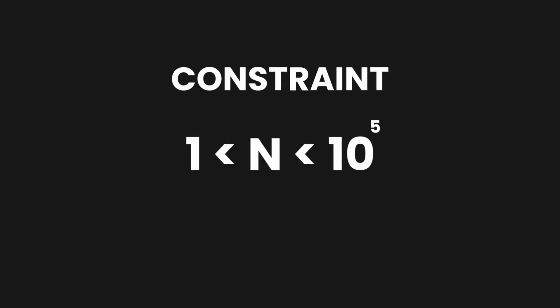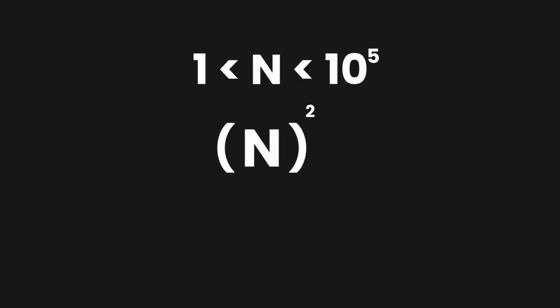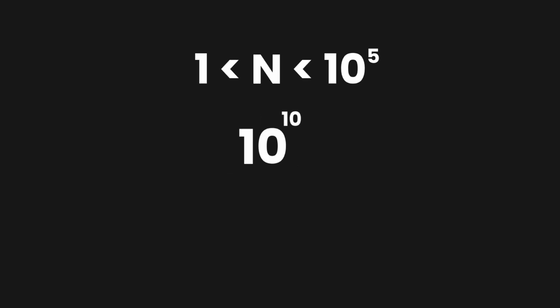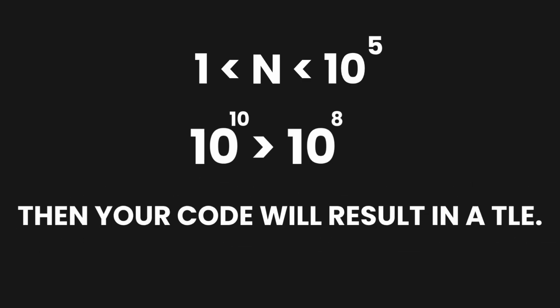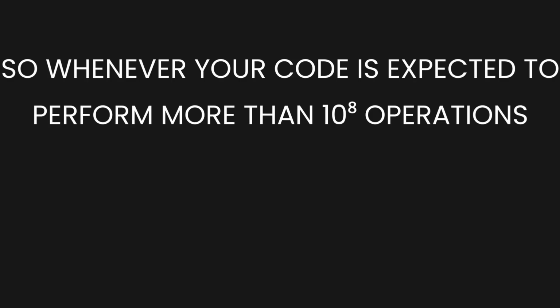If the constraint is given as 1 less than n less than 10 to the power 5, then when we substitute 10 to the power 5 in n square, we will get 10 to the power 10, which is greater than 10 to the power 8. Then we will definitely fall into TLE and our code stops executing.